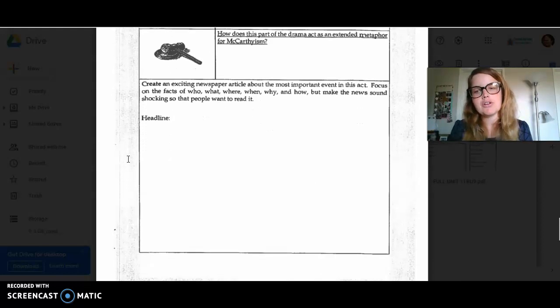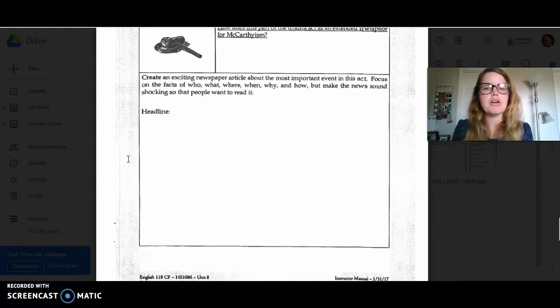And then right here you want to create an exciting newspaper article about the most important event in this act. Focus on the facts of who, what, where, when, why, and how, but make the news sound shocking so people want to read it. So here's the spot for my headline, right? My headline, I might say, girls dancing in a satanic ritual in the middle of the forest with no men around, or something like that, right? There's my headline. And then I'm going to write one very long paragraph or two short paragraphs about the who, what, where, when, why, and how.